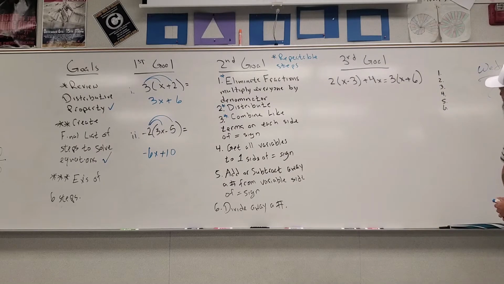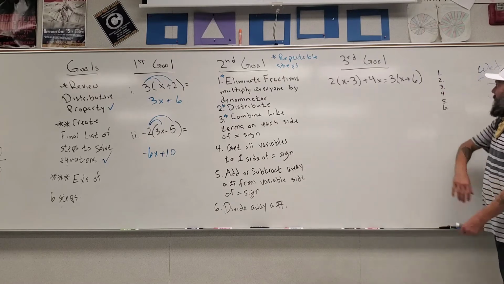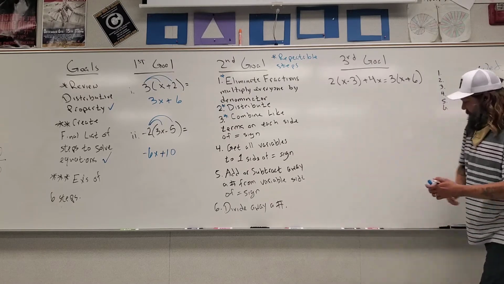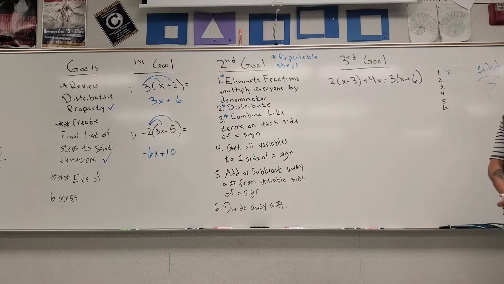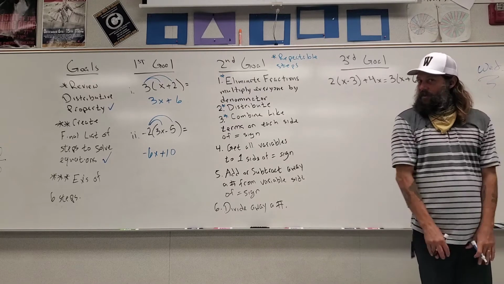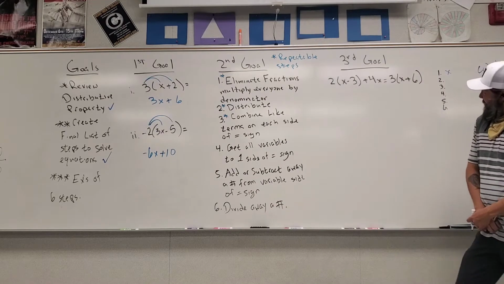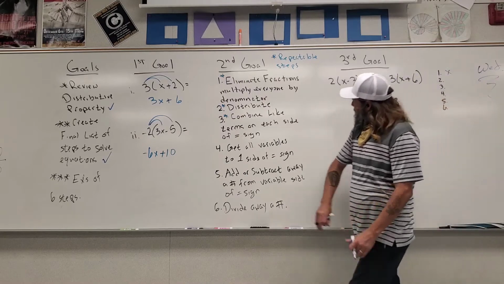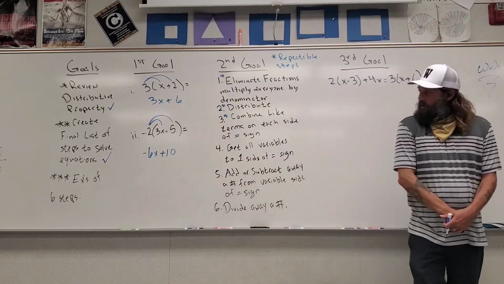All right, so let's see here. I'm just going to go through the steps. Step 1 says eliminate fractions by multiplying everyone by the denominator. I do not have fractions in this problem, so that means that I can't do step 1. So I'm going to put an X next to step 1, which means I'm on to step 2. Step 2 says to distribute. When you see parentheses, that is your clue that you're going to distribute.